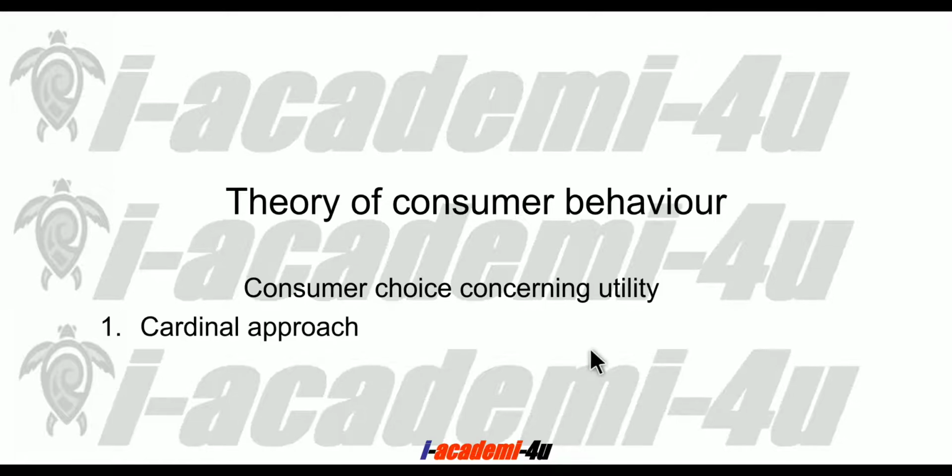See, first of all, consumer choice concerning utility. Now, consumer chooses when they get utility from a commodity. They try to maximize their utility from the consumption of any bundle of goods. The utility can be measured, and the maximum utility which a consumer gets can be studied or analyzed on two basic methods, that are cardinal approach and ordinal approach. In this video we will particularly discuss the cardinal approach.